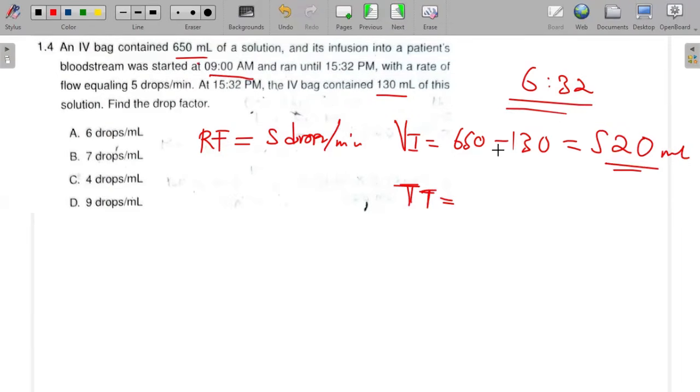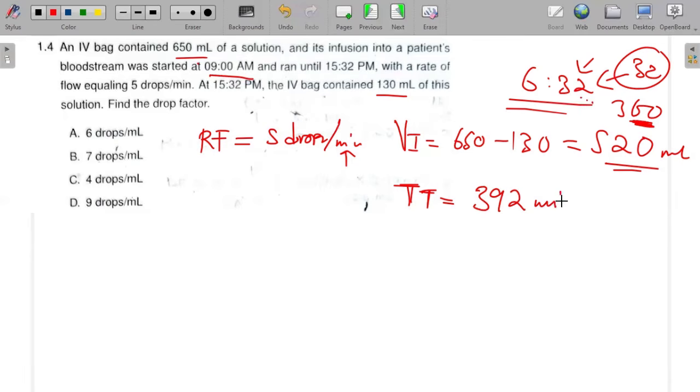So that time, because this drop factor is in minutes, I have to express this whole time in minutes. So the 32 is already in minutes. I just have to convert the 6 hours to minutes. So 6 multiplied by 60 is going to give me 360 minutes. So the 360 minutes plus the 32 minutes is going to give me 392 minutes. So this is the total time that it took.